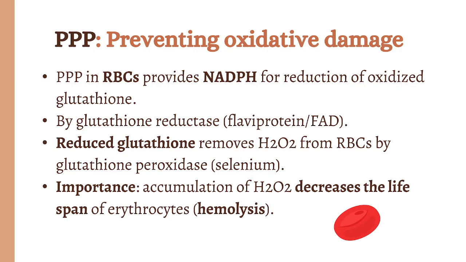synthesis. What is the role of the pentose phosphate pathway in preventing oxidative damage? We have already discussed it briefly, but for red blood cells in particular, the pentose phosphate pathway provides NADPH for reduction of oxidized glutathione, and as we said, we need it to reduce hydrogen peroxide to water. Accumulation of hydrogen peroxide decreases the lifespan of the erythrocyte, leading to destruction of the RBCs, which will manifest as hemolysis or hemolytic anemia.